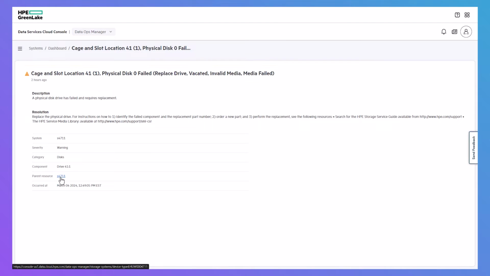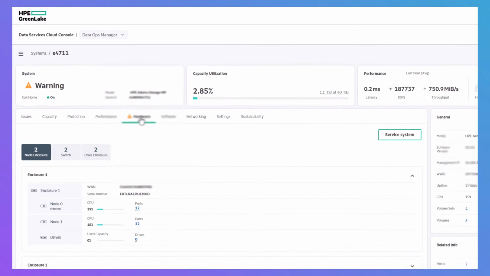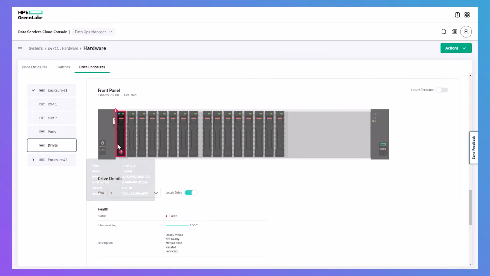The hyperlink takes me to the Electra Storage MP system page, where notifications of the failed drive also appear. In the Hardware tab, we can look at that drive enclosure and see that it's the first drive in enclosure number 41. The Locate Drive switch has already been toggled so that when someone goes to swap it out, the blinking light will make it easy to be sure that they're replacing the correct drive.